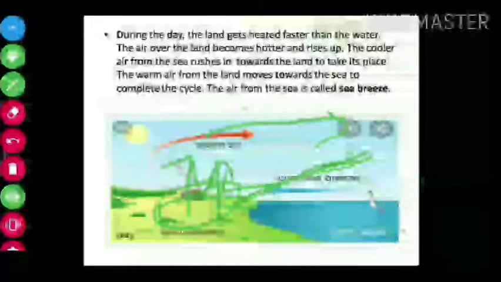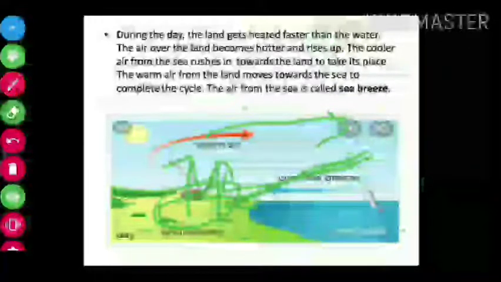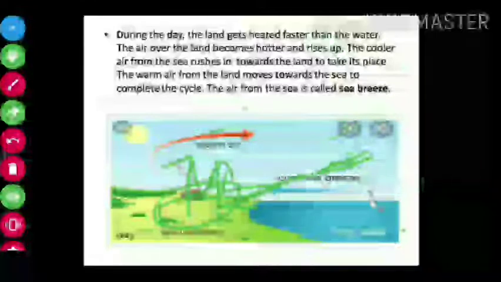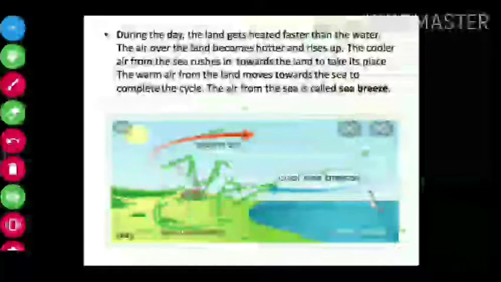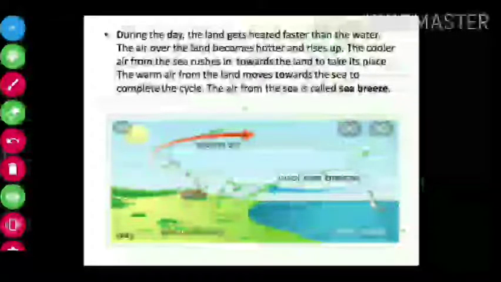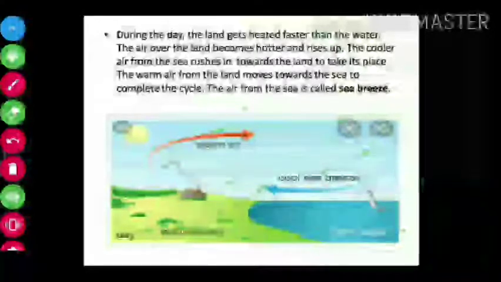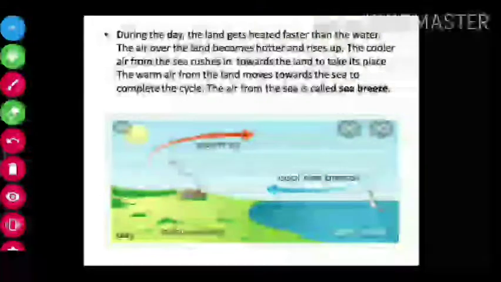So if cooler air is coming here, then the warmer air will go to the sea. Like this, the circle will complete the cycle, and the air from the sea is called sea breeze. And the sea breeze will come during daytime. So this is about sea breeze.